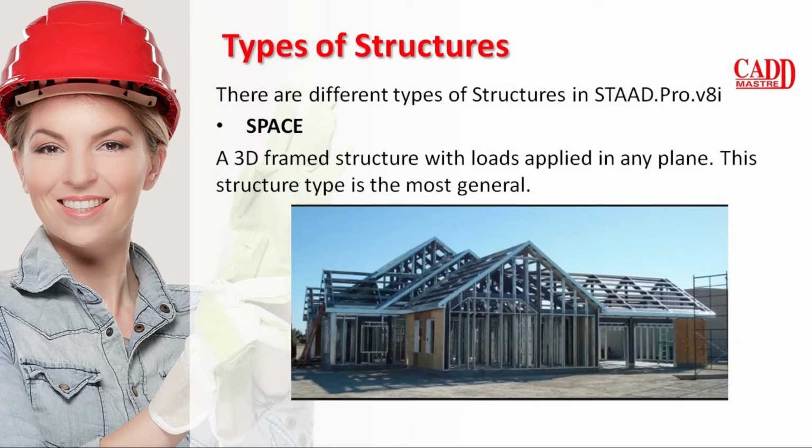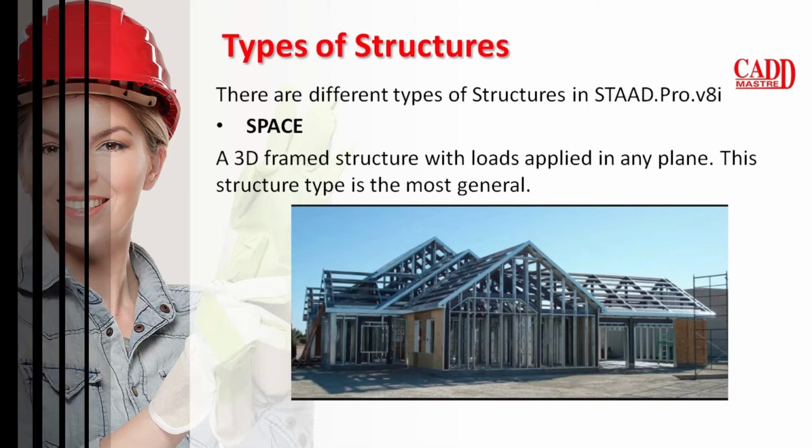Now there are different types of structure in STAAD Pro VATI. That is space, a 3D frame structure with load applied in any plane. This structure is the most general. For example, we can take the bridge and building where the load is applied in three ways, that is the x direction, y direction and z direction.